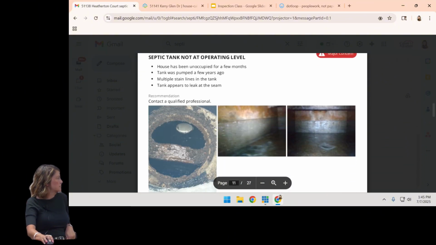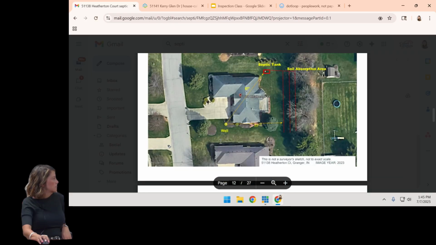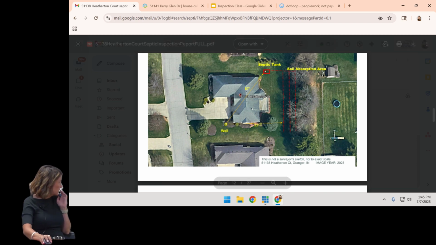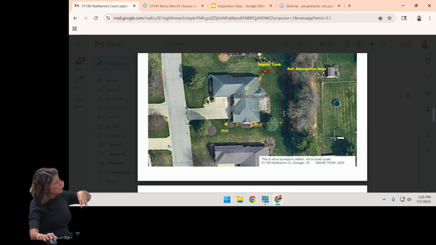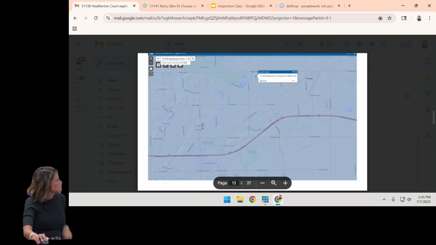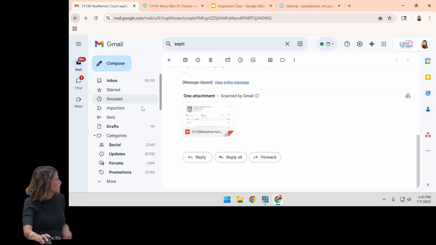I'm going through this fast because this was a pretty easy one. Your septic inspection should have something that looks like this. They have to measure the distance between the well and the septic. These lines are where the septic field is and where the tank is. So again, in this house, the problem was the tank. And a map, so that we knew where the aquifer was.